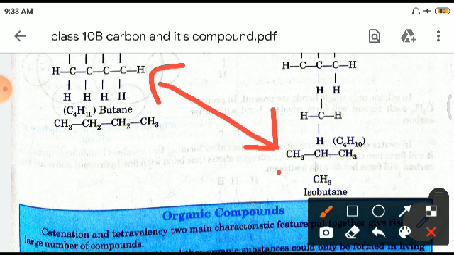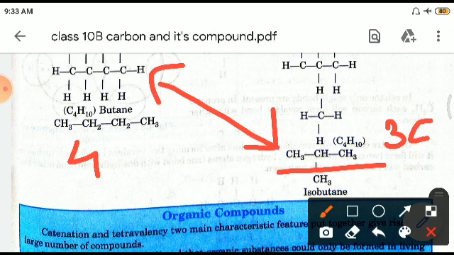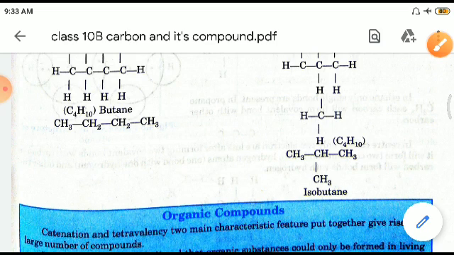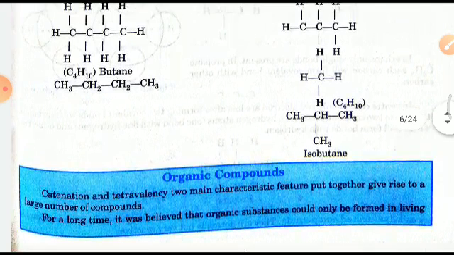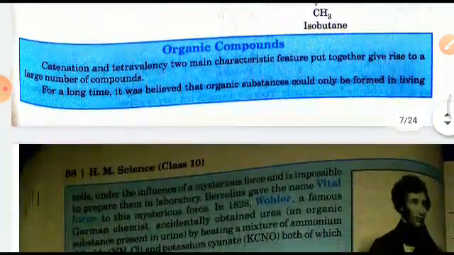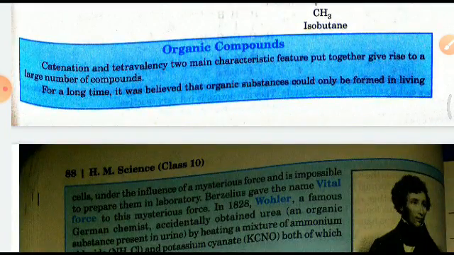See, in this straight chain here, there are only 3 carbons in the straight chain, but here there are 4 carbons in the straight chain. See this one, right? So this is called isomerism, and the first one is normal butane and the next one is isobutane. Now a note: catenation and tetravalency, two main characteristic features put together, give rise to a large number of compounds.